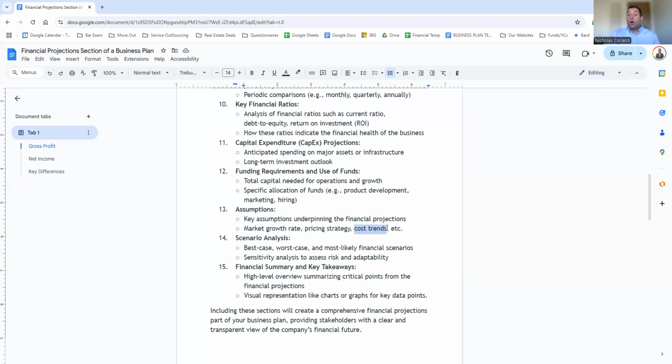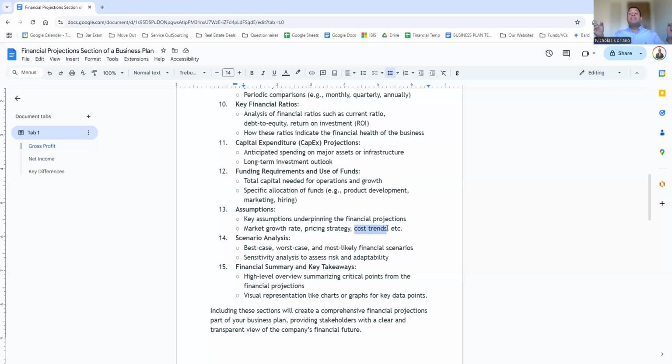So, for example, your cost trends, you should know what it costs if you're starting a cafe, how much your coffee is going to cost or how much you're going to buy it for. That's going to be an assumption. Hey, we're assuming because you haven't done it yet, right? We're assuming we're going to buy the coffee at 50 cents, 25 cents, 10 cents, and we're going to sell it for $3. Those are your assumptions.